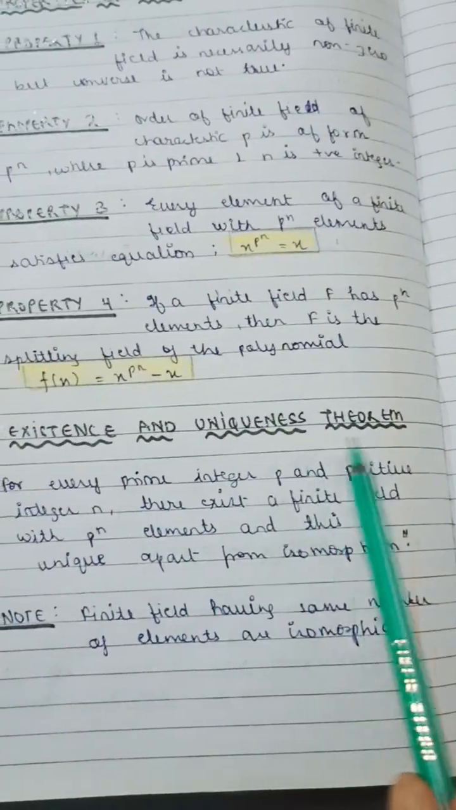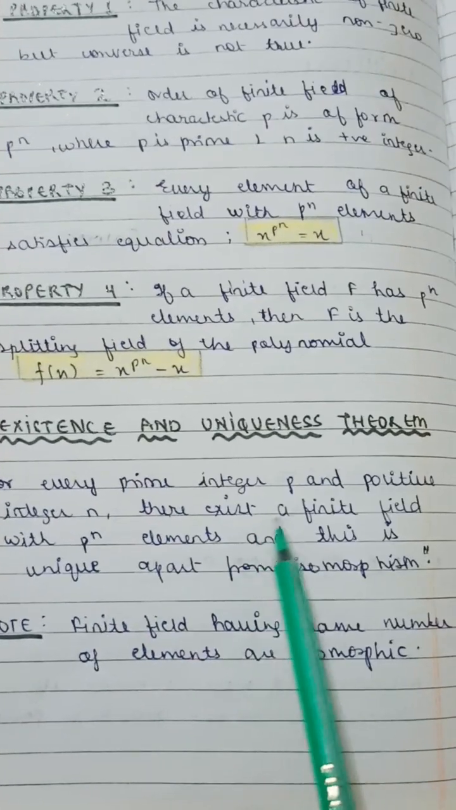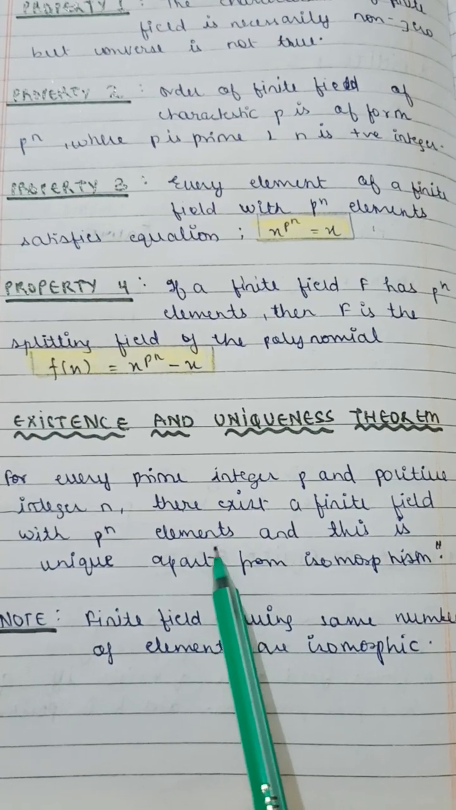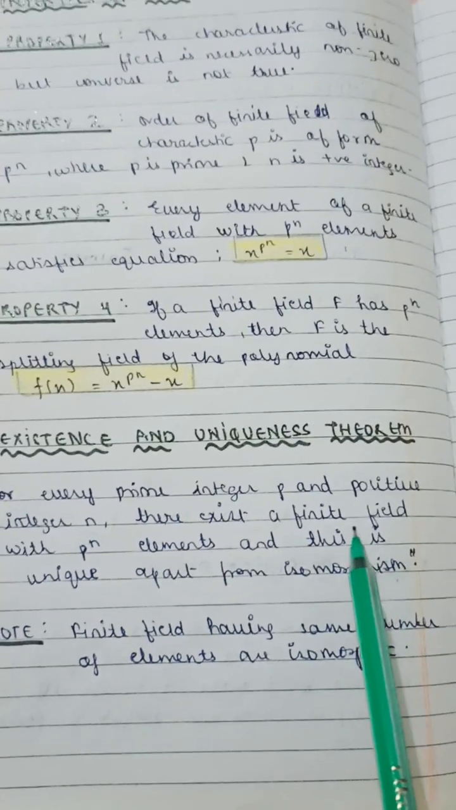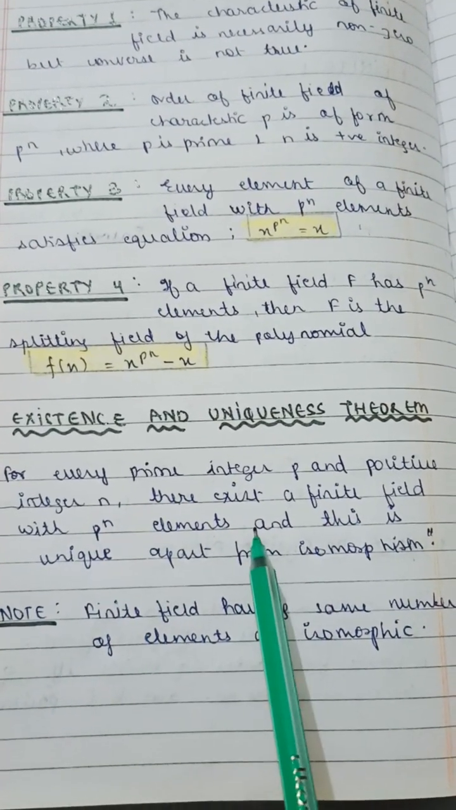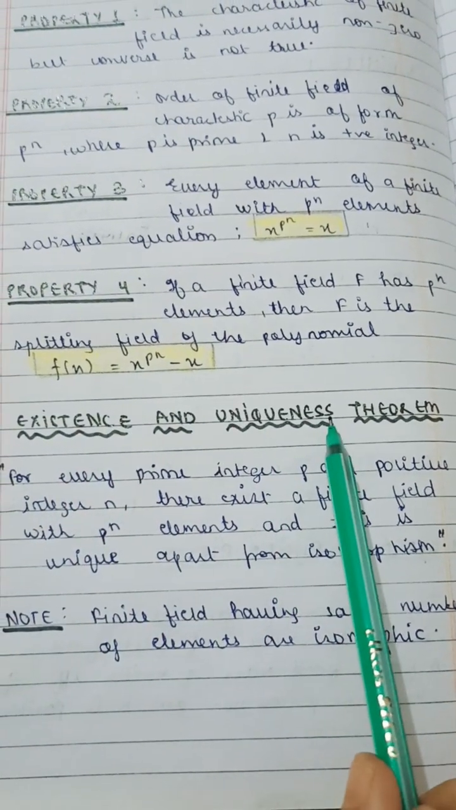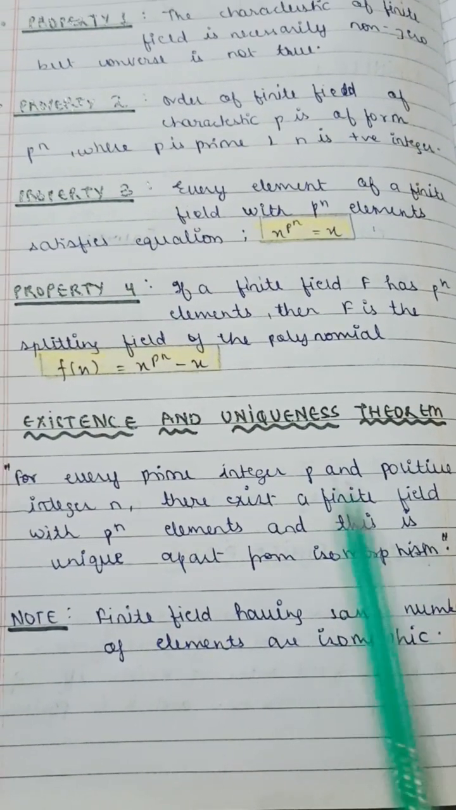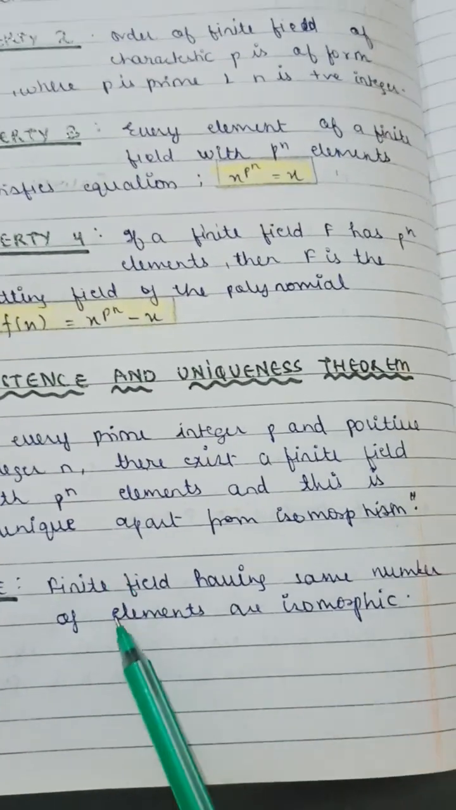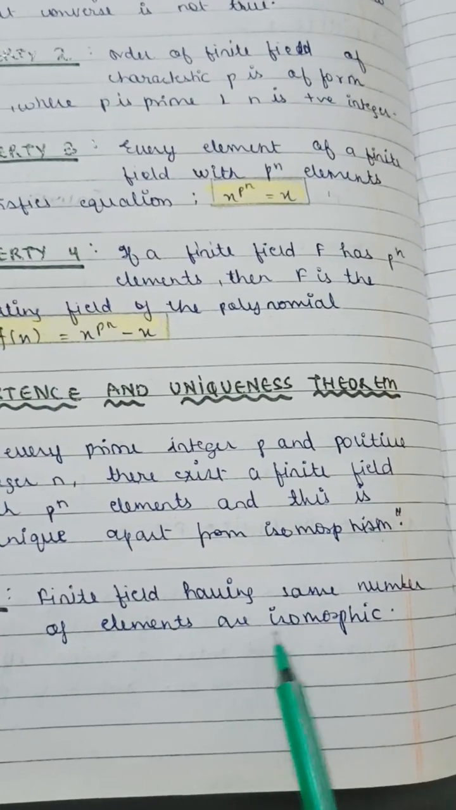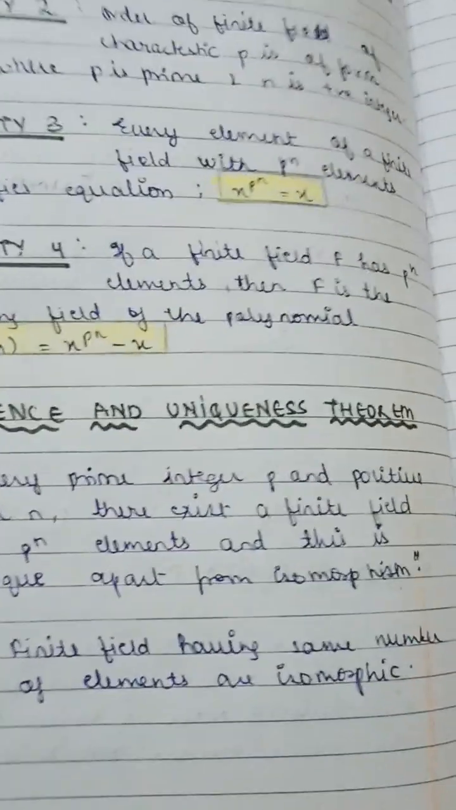Next is the existence and uniqueness theorem in finite fields. For every prime integer p and positive integer n, there exists a finite field with p to the power n elements, and this is unique apart from isomorphism. So in a finite field there will be two things, existence and uniqueness. Uniqueness is explained by isomorphism, and existence by the number of elements, p to the power n. Here it should be noted that finite fields having the same number of elements are isomorphic. So if two finite fields have the same number of elements, then they are isomorphic.